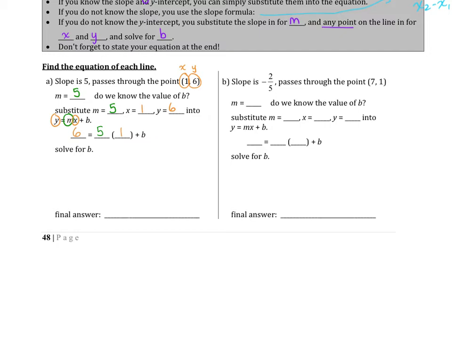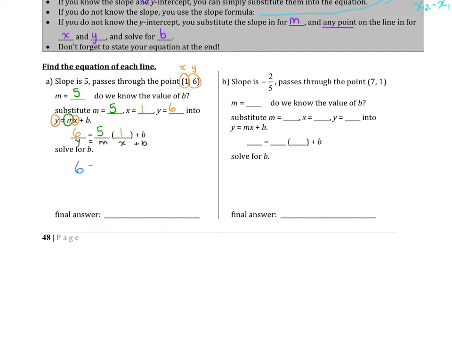So just to remind you where those numbers came from, this is the y equals mx plus b. So b is the only thing we don't know, so that's the only thing you can't substitute in. Now the next thing we do is solve this equation for b.